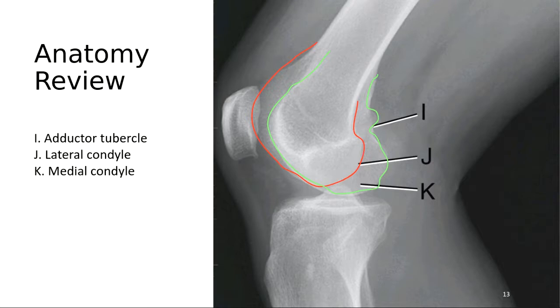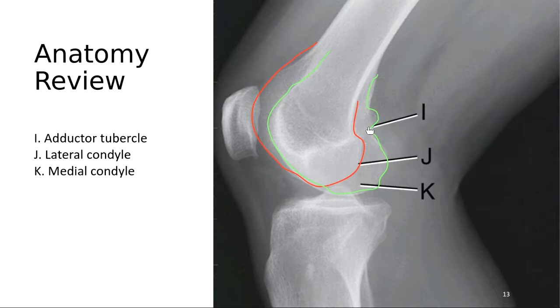Okay, that's probably one of the most difficult things for new techs and student techs to figure out: when you have to go repeat that knee, which way do you have to do it, because you have to know which condyle you're looking at. So we try to look for the adductor tubercle.